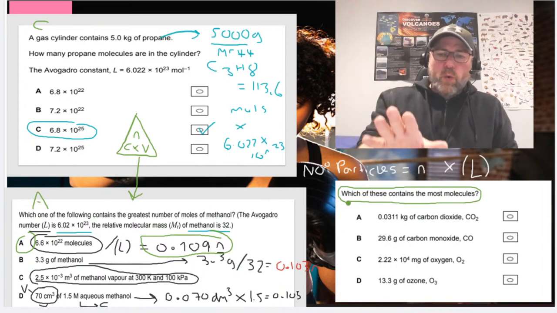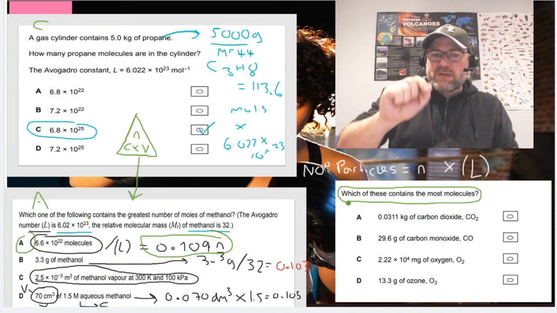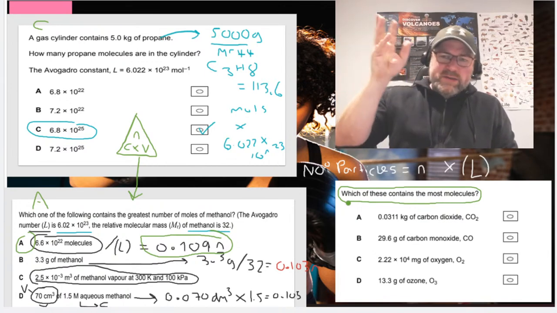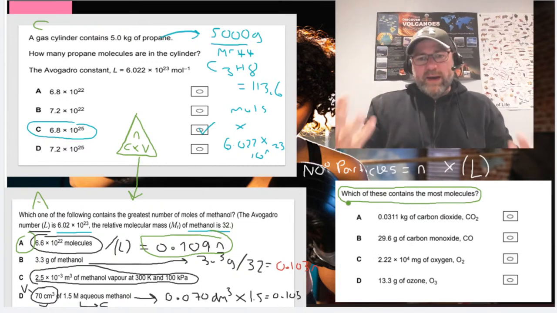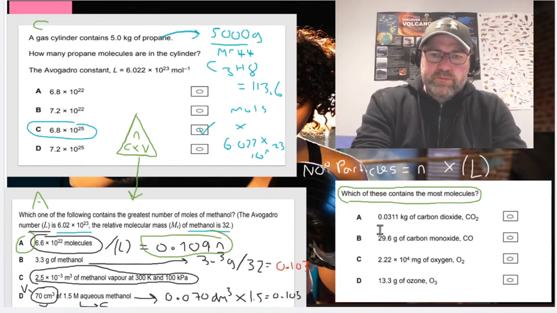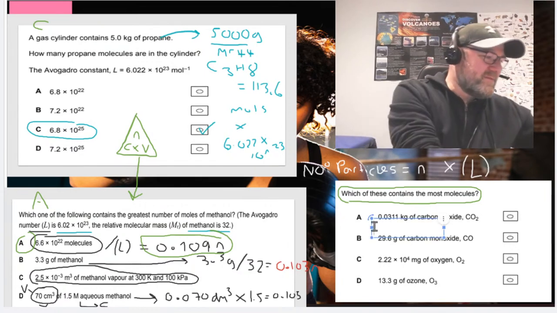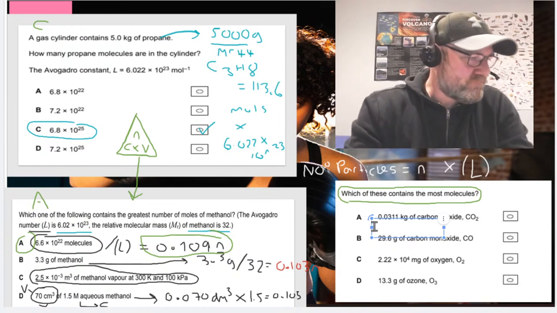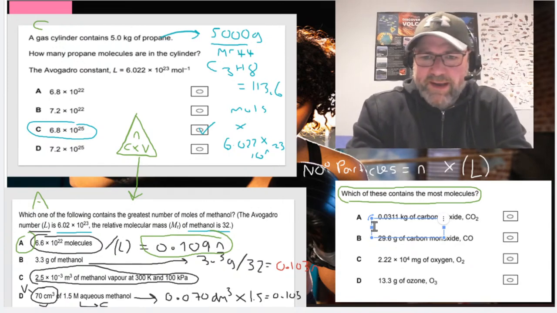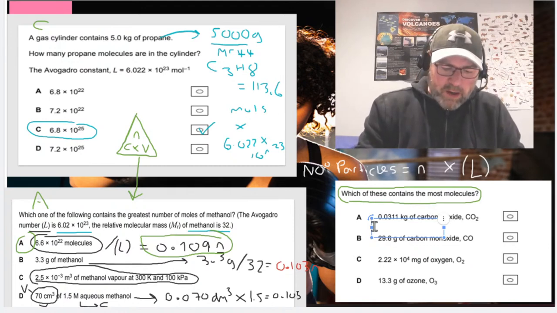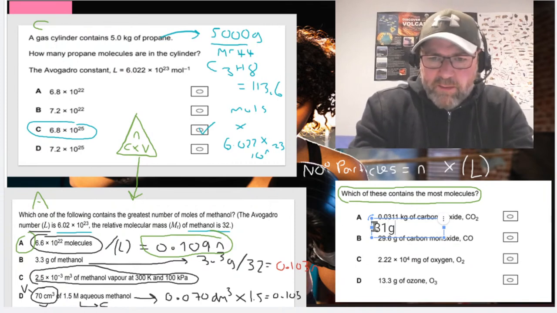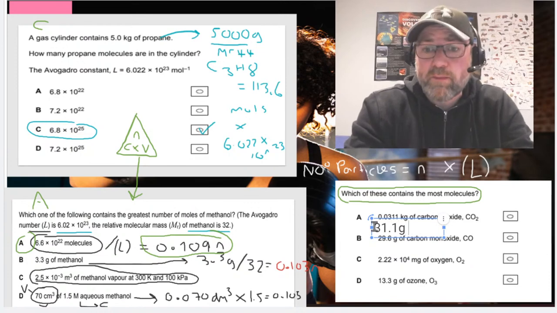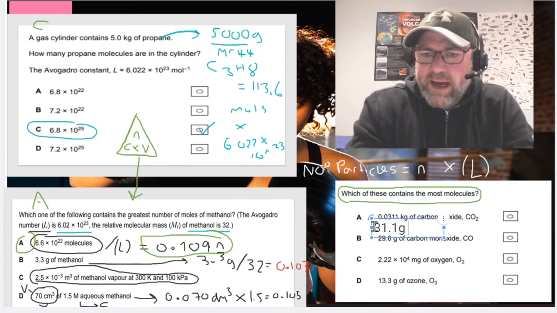So what are we going to do? Look at that little equation I've written in white just above this question, number three. We're going to do N times that L in brackets, which is the Avogadro's. So we're going to do moles times Avogadro's. So I need to calculate moles and then times it by Avogadro's. I need to convert 0.031 kilograms. So first of all, when we're doing moles, I need to get that into grams, don't I? So that is 31 grams. Call it 31.1, but yeah, I better be a bit more accurate. 31.1 grams.